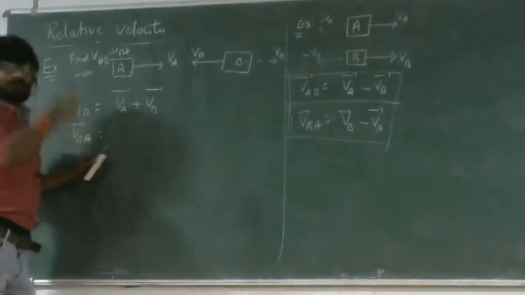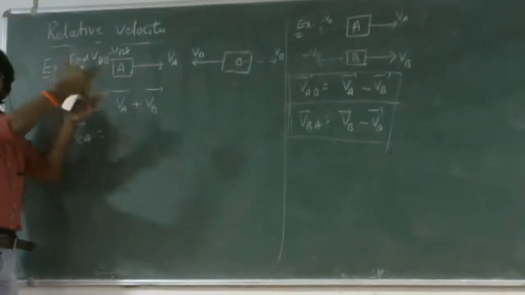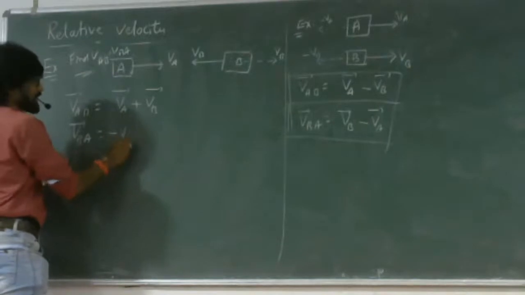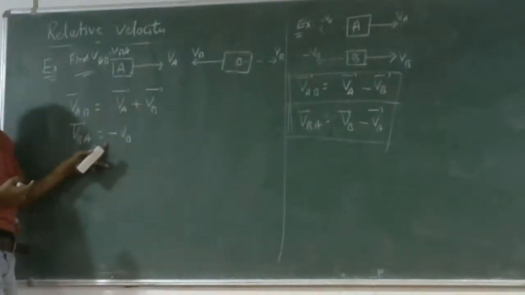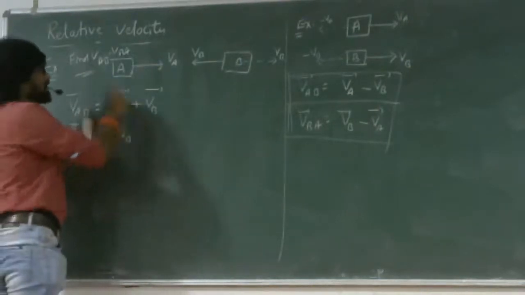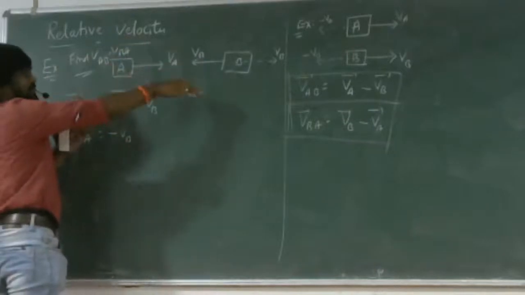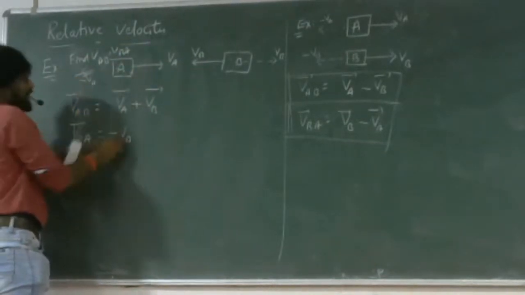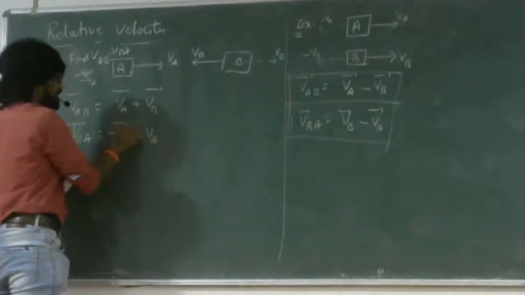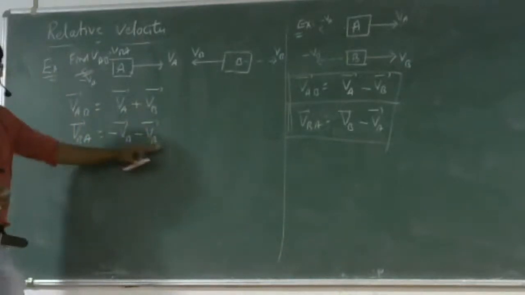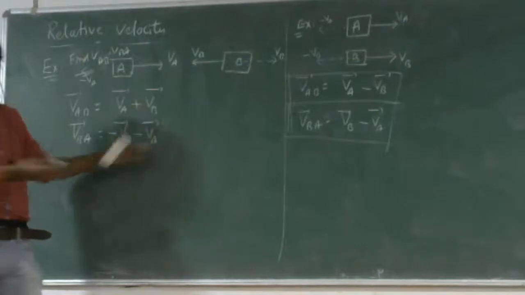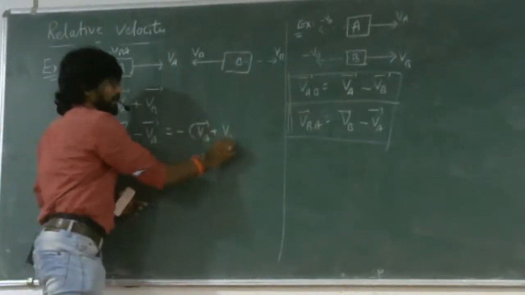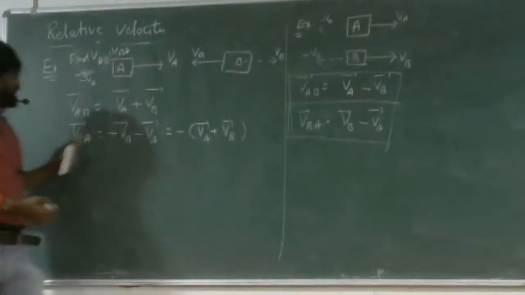Whereas VBA is equal to what? B is the first body now. B is actually in negative x direction. With the sign, you have to take minus VB. That is the important thing. VB plus reverse velocity of A. A is already in positive x direction. Reverse of this will be in negative x direction. So minus VA. So minus VB minus VA, or minus of VA plus VB, gives you VBA.